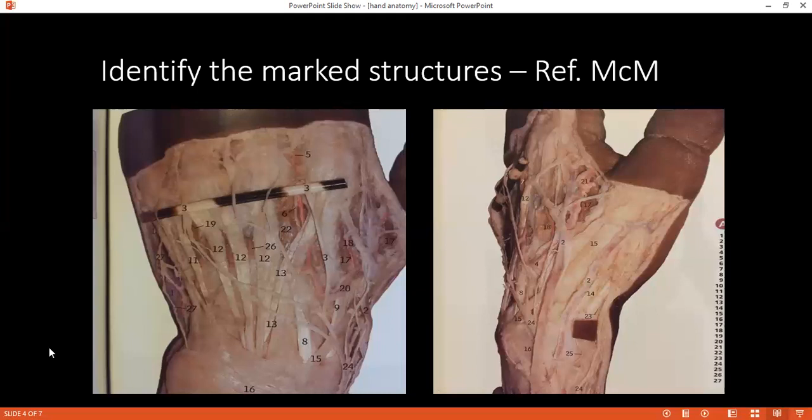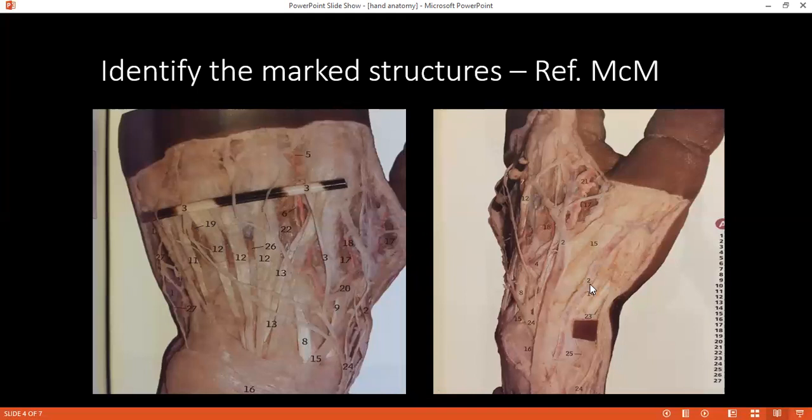Okay, good. Can you please quickly identify structure 8? It is the extensor carpi ulnaris. Okay. Now identify 19. 19 here with my cursor, it is dorsal interossei. This is the muscle. Good.